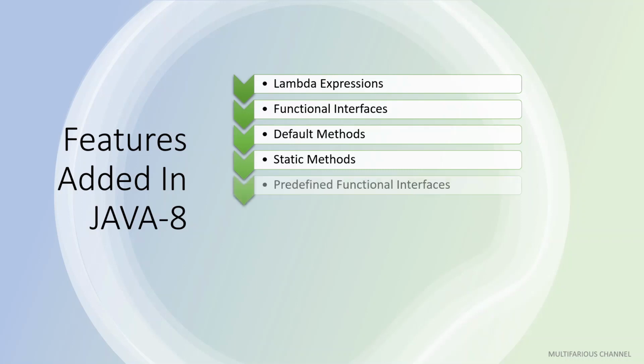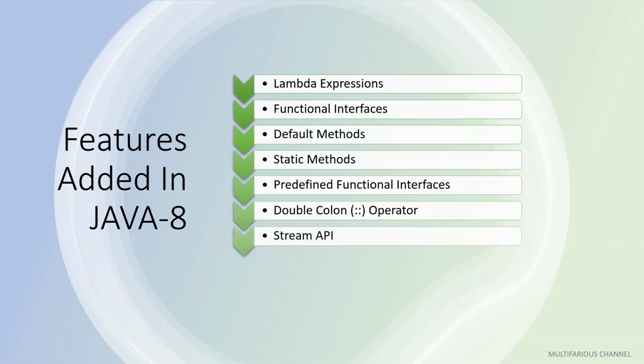After this, Java comes with some predefined interfaces. Some of them are predicate, function, consumer, and supplier. We'll learn about each of these in our upcoming videos. Then comes the double colon operator. Here the double colon operator is quite different from the one that we used to see in C++. We'll learn how method reference and constructor reference can be done by the double colon operator.